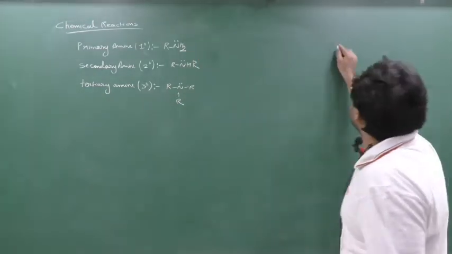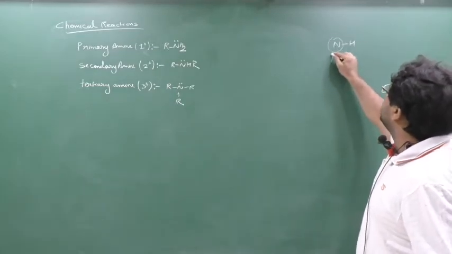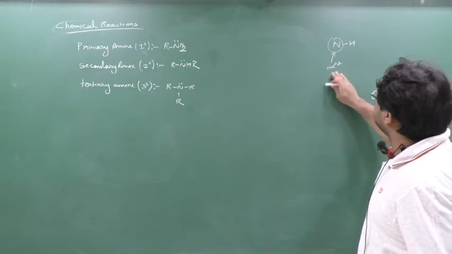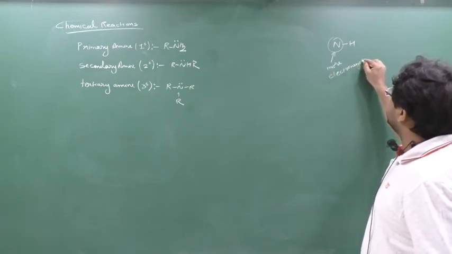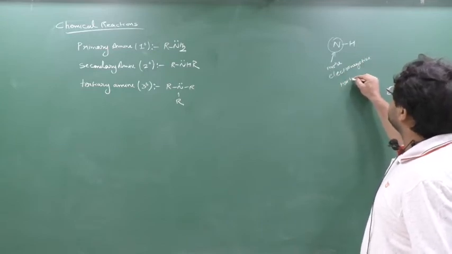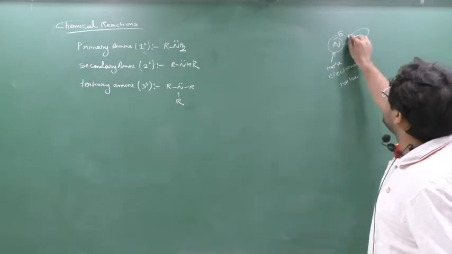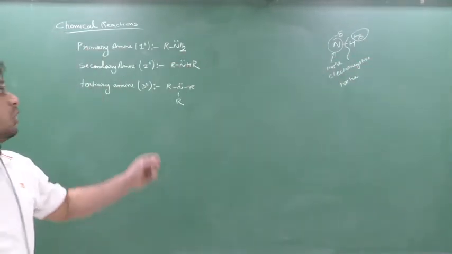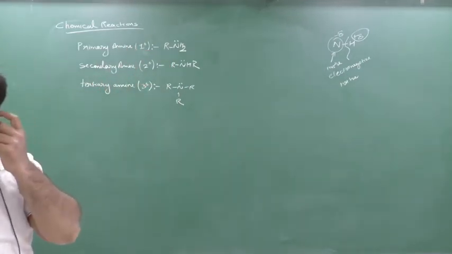Why H plus? See, there is a bond between N and H. So nitrogen being more electronegative in nature, yes or no? It is more electronegative in nature. So this nitrogen will develop a partially negative charge and this hydrogen will develop a partially positive charge. So this H will be removed as H plus. That's why the NH bond or the hydrogen in amines is acidic hydrogen.